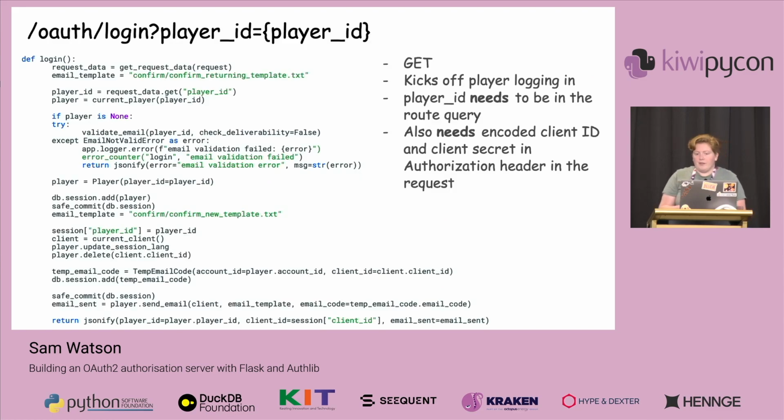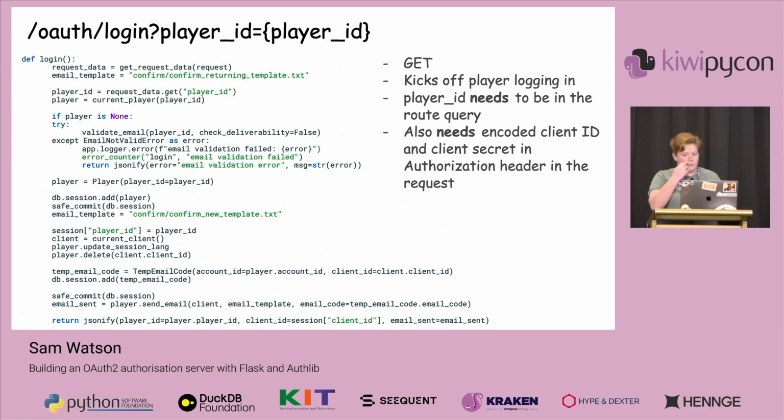To kick off the player logging into a game, OAuth/login is hit when the player enters their email address. It's a GET, so it needs the email address to be added to the route query. When the route gets called, it also needs to have an encoded client ID and client secret in the authorization header in the request. This function checks if the player exists, and if it doesn't exist, we check the email address is valid, and then we create a new player database record.